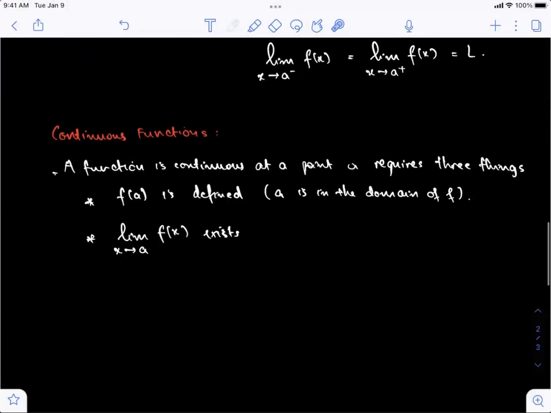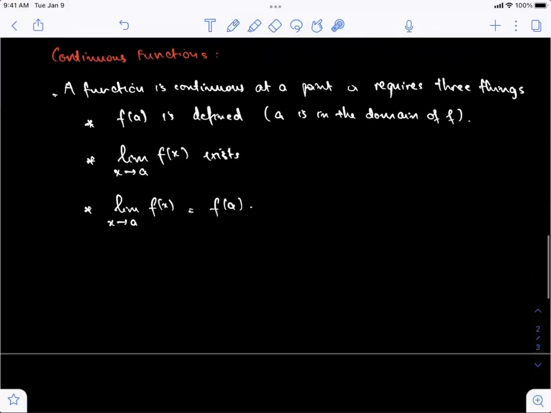And the third condition is that the value of the limit as x approaches A equals f of A, or the evaluation of the function at A, the output of the function at A. When these three conditions are satisfied, you can say that the function is continuous at the point of consideration. Sometimes the function is discontinuous at a certain point.